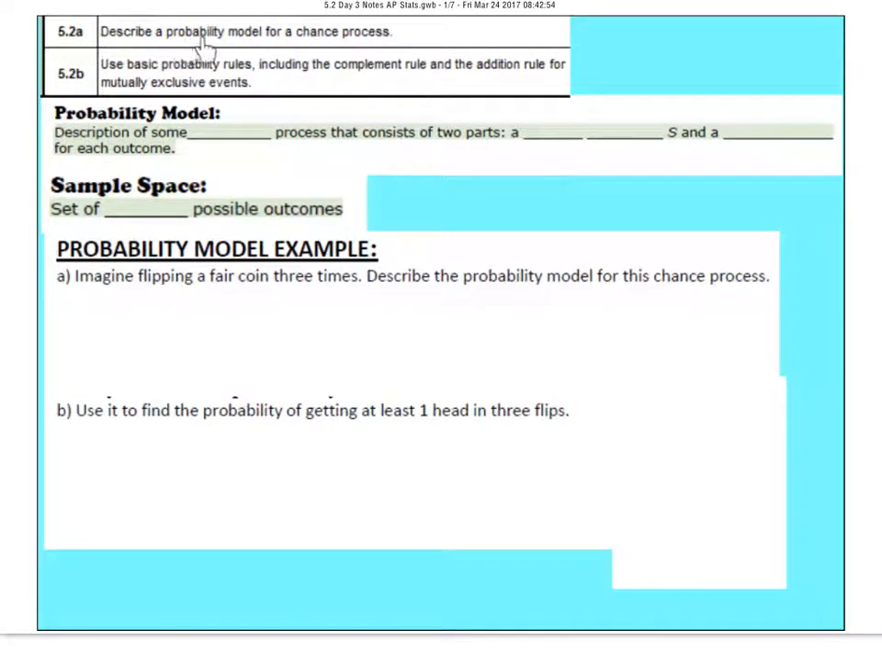In 5.2a, we're going to describe a probability model for a chance process. In 5.2b, we're going to use basic probability rules, including the complement and addition rule for mutually exclusive events. Let's first define a probability model.